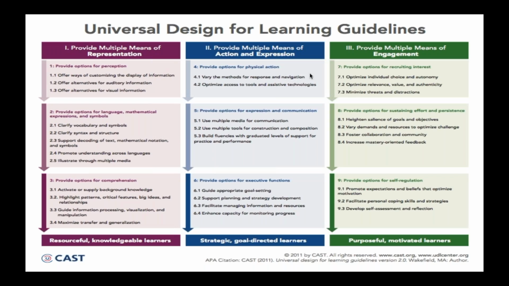And as you look at this older one, you'll see the arrows just left of each principle too. And that shows how you're working towards resourceful and knowledgeable learners under representation, and how you're working towards, under action and expression, strategic goal-directed learners. And under engagement, you're working towards purposeful, motivated learners. This one has the arrows and things. The next one, when we get to it, will be flipped. And we'll go ahead and look at that right now.